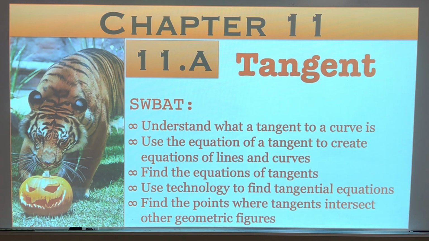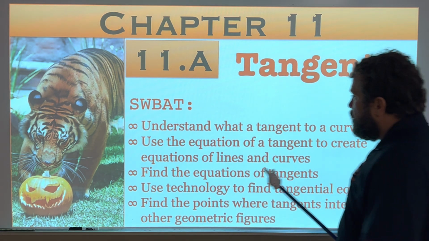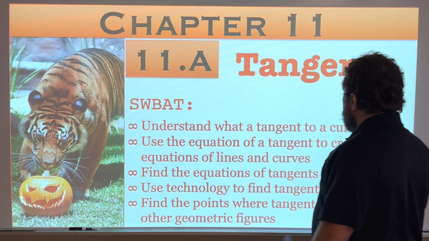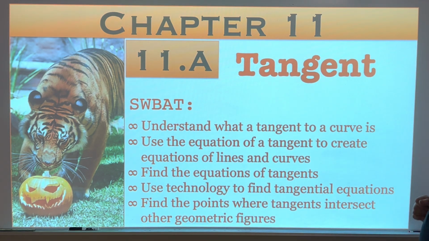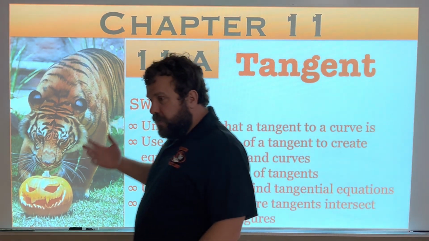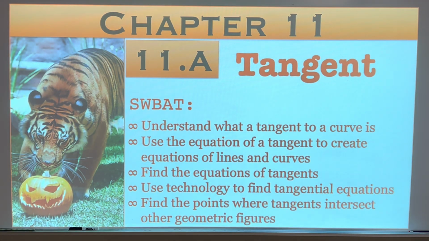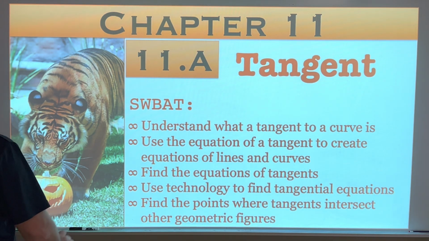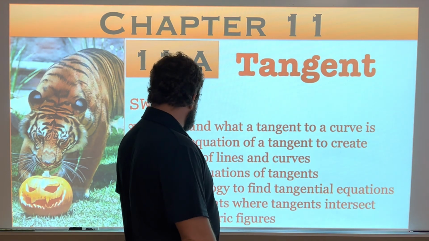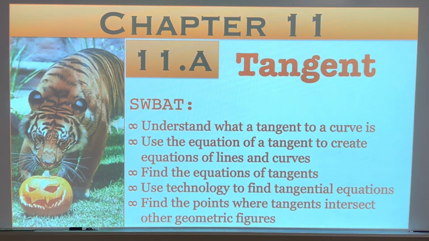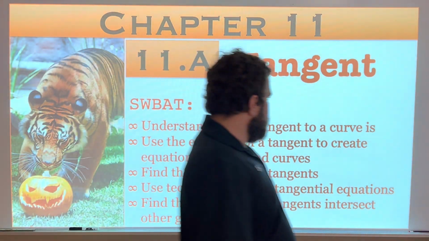All right, now, in order to do this, we're going to start with 11.A, which is tangents. So we're going to understand what a tangent to a curve is, be able to use the equation of a tangent to create equations of lines and curves, find the equations of actual tangents, use technology, our calculators, to find tangential equations, and then finally find points where tangents intersect other geometric figures. All right, that reminds me, we're going to be needing our calculators.